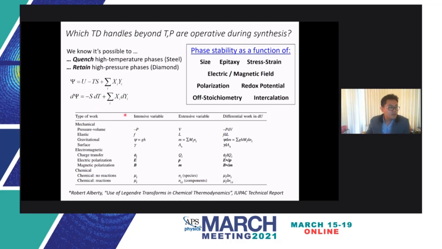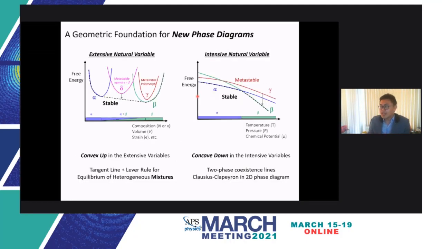You can have stress, strain, surface energy, electric polarization, magnetic polarization, charge transfer, chemical electrochemistry. There are so many ways that we can push on materials that we don't consider when we're talking about the Gibbs free energy. Okay, so what we really want to start to push you all to think about is phase stability as a function of all these other parameters. Now, if you start doing so, this lays a foundation for new classes of phase diagrams.